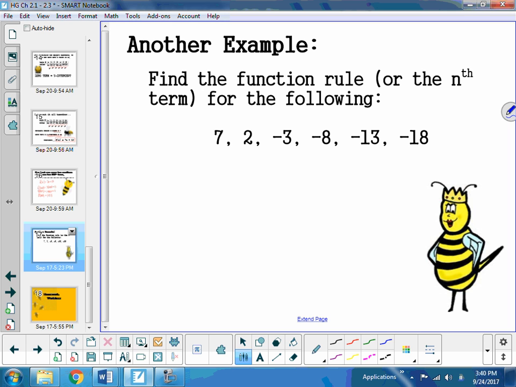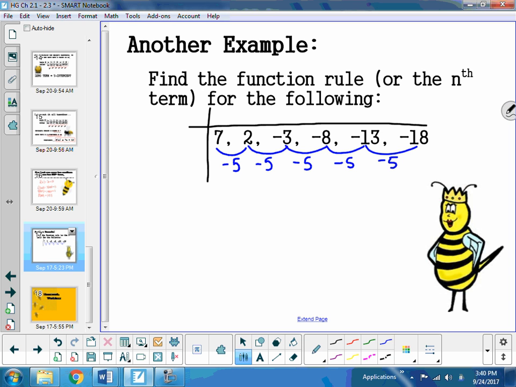Let's think about how it's changing. From 7 to 2, that's a decrease of 5. 2 to negative 3 is a decrease of 5. A decrease of 5, a decrease of 5. Now I'll make our little table here. That was our first term, our second, our third, fourth, fifth, and sixth term. So I know my constant change was negative 5, which means my slope is negative 5.